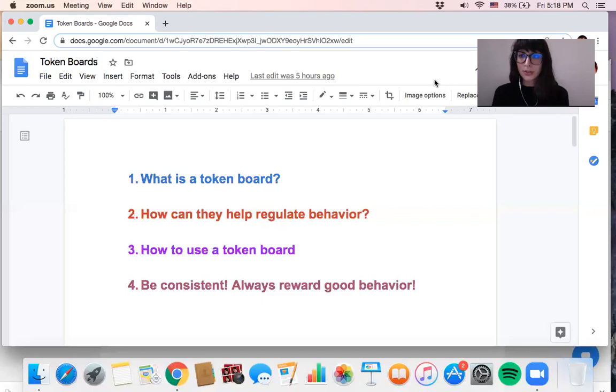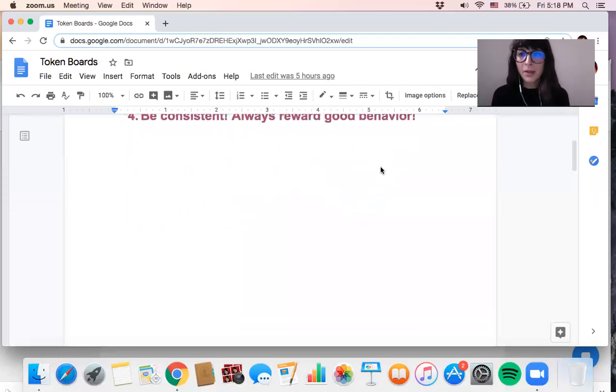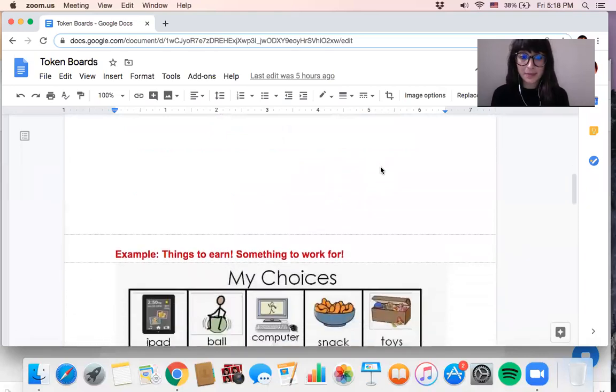So I'm going to show you some examples of how to use a token board. It's very important to be consistent and always reward good behavior. So if a student does what they're supposed to do, you should provide a token, because that will encourage them to keep it up in the future. So now let's look at some examples.